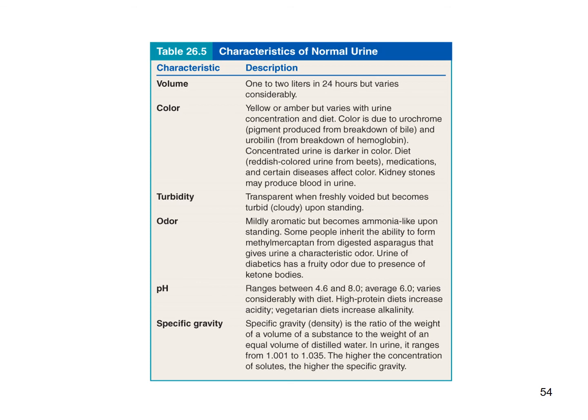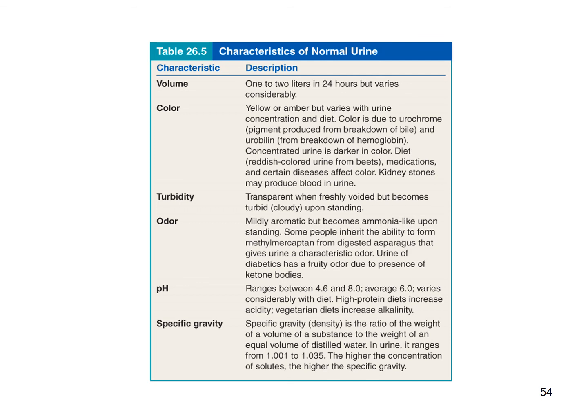So urine is transparent when freshly voided, but can become cloudy upon standing. If urine comes out kind of cloudy, that can happen at night because some mucus will come out with it after you've slept, and this can turn the urine a little bit cloudy.